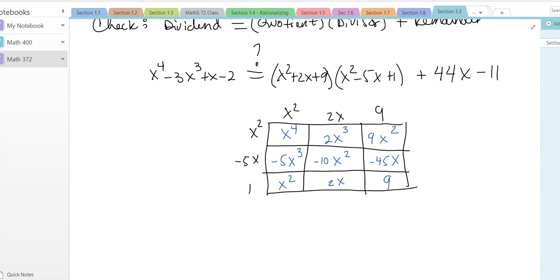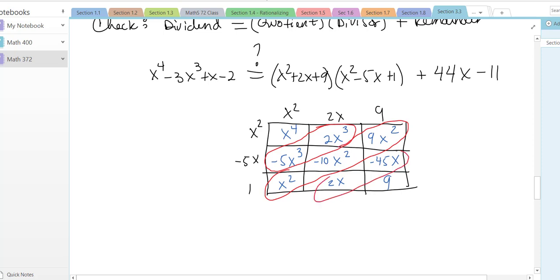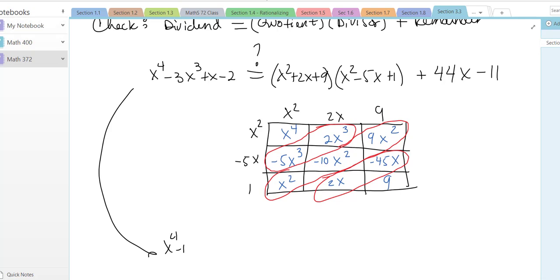The nice thing about the box is that it allows me to gather my like terms on the diagonals. So there's the cubics, and there are the quadratic terms, and the linear terms. So let's see. My dividend, x to the 4th minus 3x cubed plus x minus 2, does it equal, so let's put everything together.